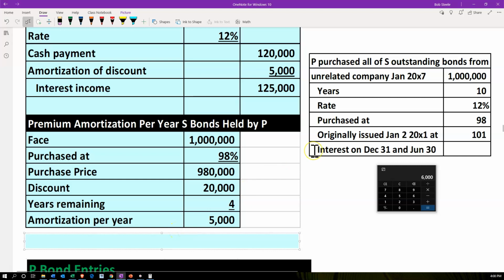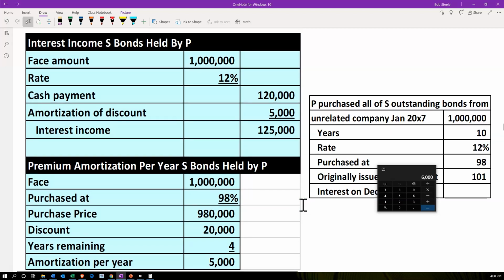So if you just consider this from P's books, if you eliminate the intercompany aspect, they're going to say, hey, look, we bought bonds for 1 million. We bought them at a discount. We paid 98% on them, therefore we got a discount of the 20,000. We have to then allocate that discount over the periods remaining. 10 years was the original term of the bond, only 4 years remaining. So we're going to divide that by 4. That's where you get the 5,000 amortization of that 20,000 discount amount.